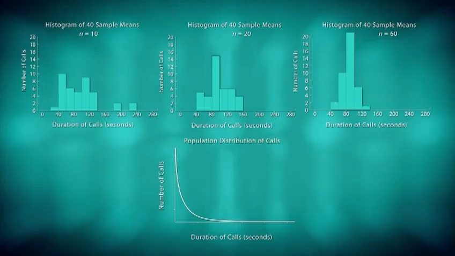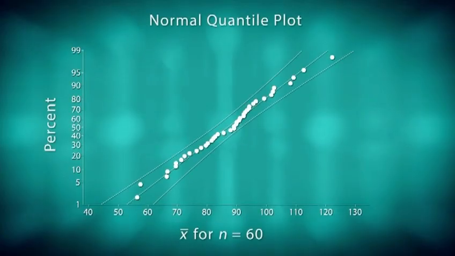Interestingly, while the smallest sample size with an N of 10 is still right skewed, the asymmetry decreases as the sample size gets bigger. By the time N equals 60, we've lost the skew and the sampling distribution of the sample mean looks pretty much normal. The normal quantile plot of x-bar data from 40 samples of size 60 looks like a pretty straight line, underscoring that our data are normal.